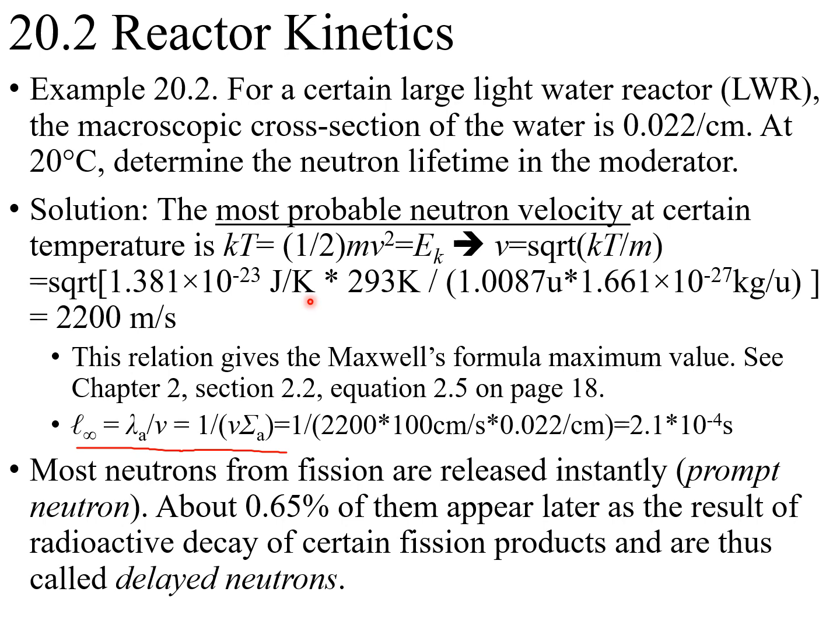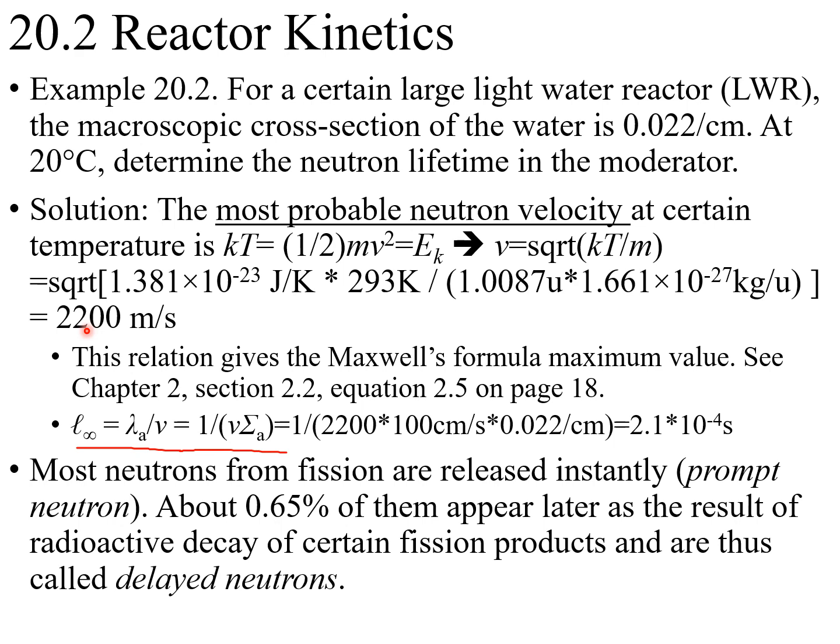So 20 Celsius, that's room temperature. So that is 293 Kelvin, divided by the mass of the neutron. We are discussing the neutron, so the mass will be the neutron mass. This neutron mass in atomic mass unit, times the conversion, we convert the atomic mass unit to kilogram. Then we get 2200 meter per second. This means that at room temperature, 20 Celsius, the most probable neutron velocity is 2200 meter per second. It means that most of the neutrons have this velocity.